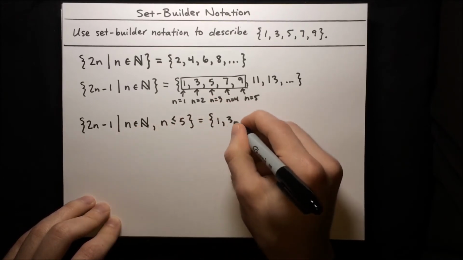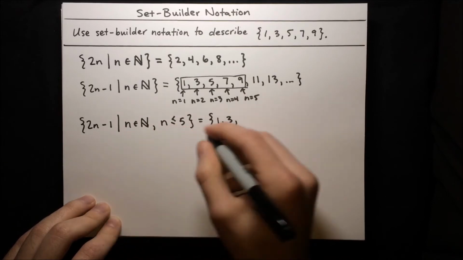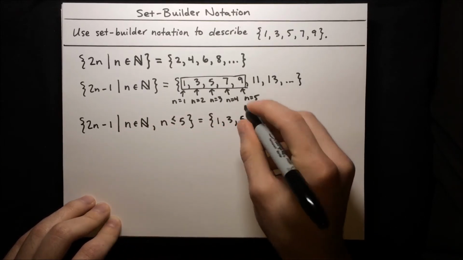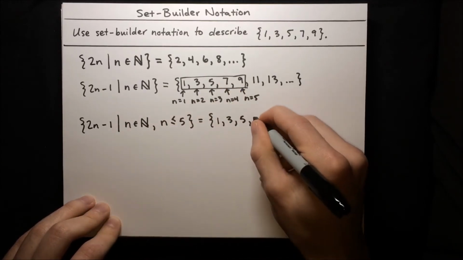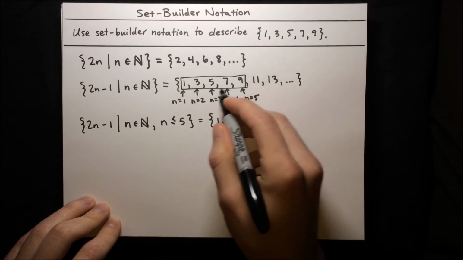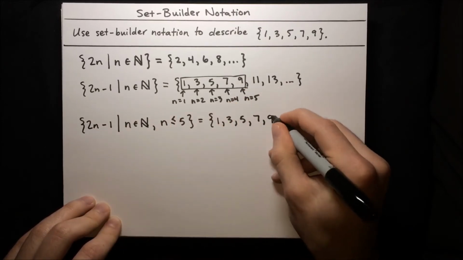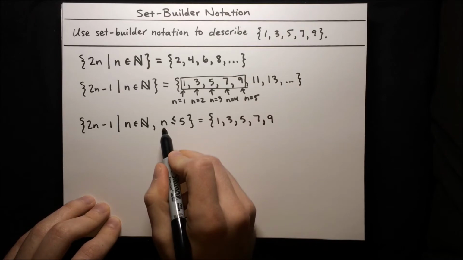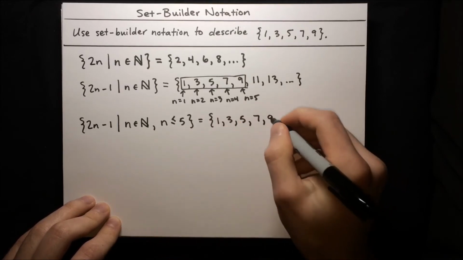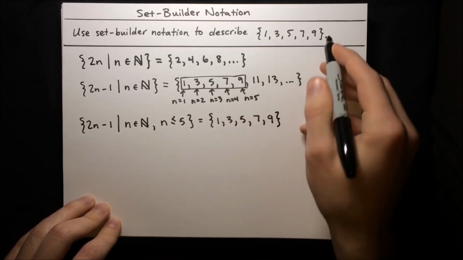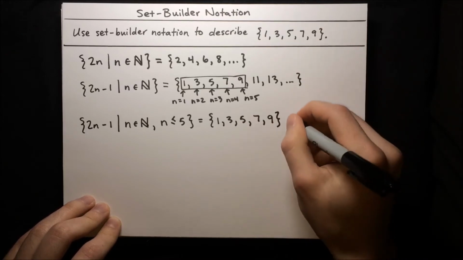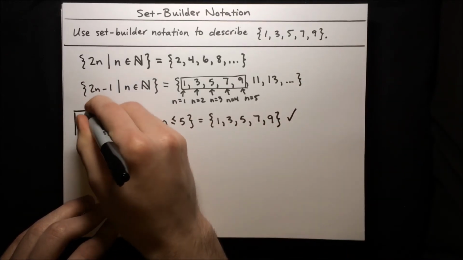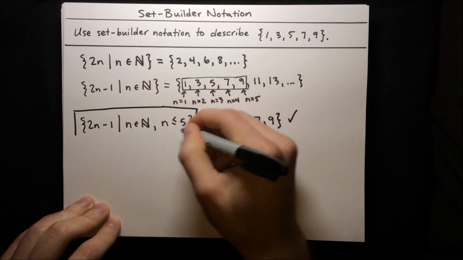in, you get 3, n equals 3, plug that in, you get 5, n equals 4, plug that in, you get 7, n equals 5, plug that in, you get 9, and that's where we stop because we've got that condition now that n has to be less than or equal to 5. So there we go. That matches up with our set here. So that's the set builder notation that we'll use to describe the set.